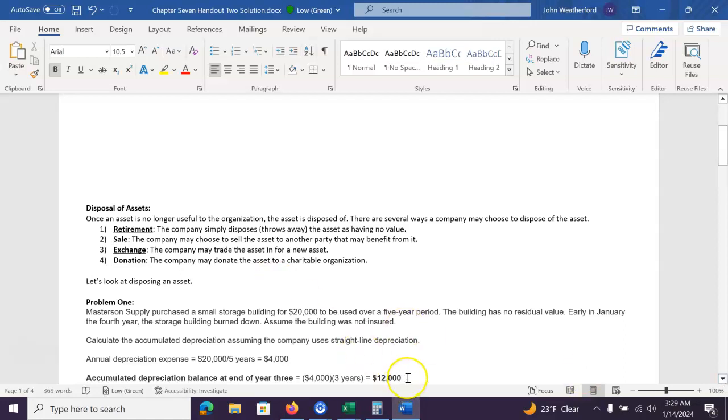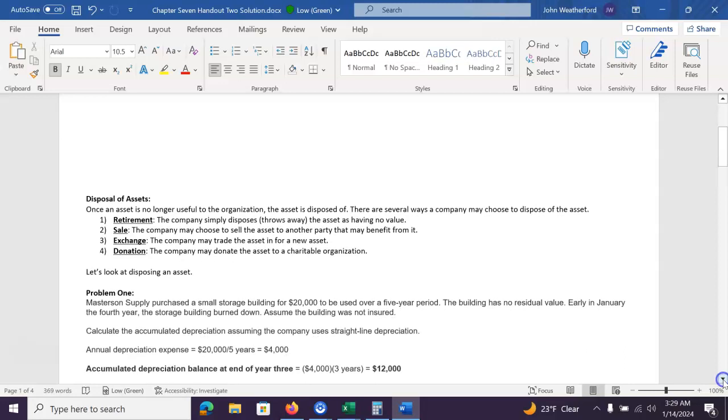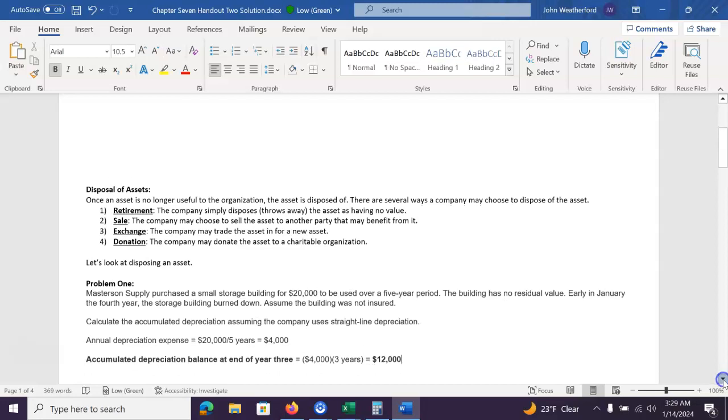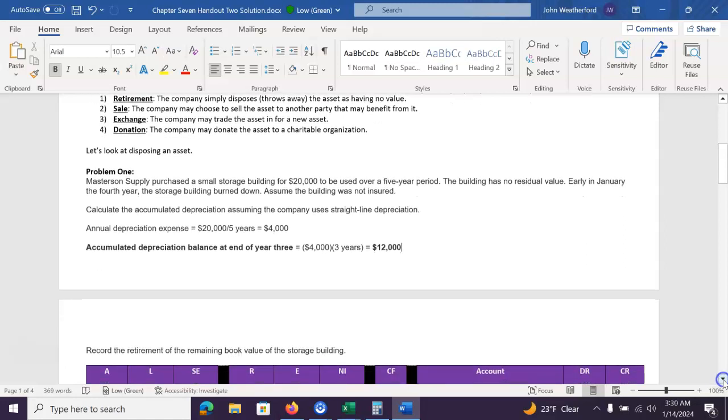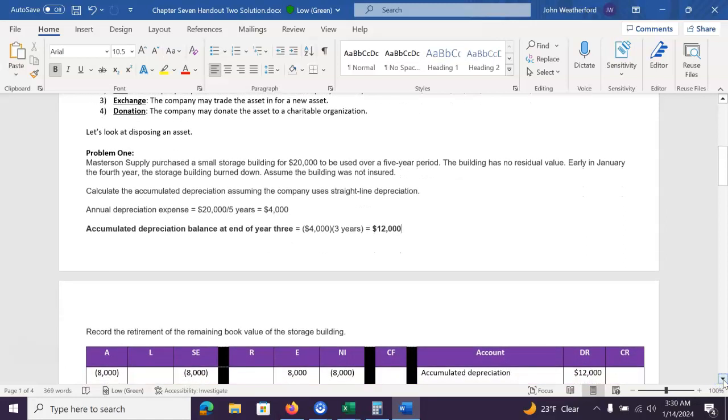Well, accumulated depreciation, not only is it a $12,000 balance, but you know which side. It's a balance on the, hope you got it right, the credit side, right? So to wipe that out or make it zero, we're going to debit the account for $12,000, the amount of its balance. That brings it to zero.